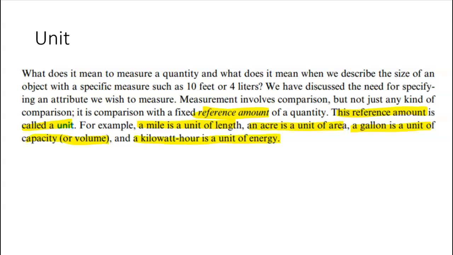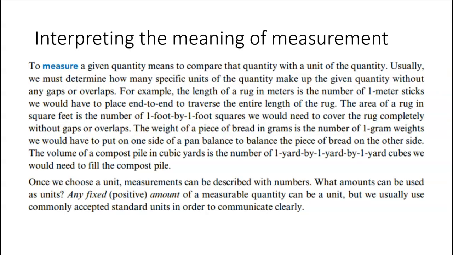When we say, oh, it's 4 feet long, we all agree what a foot is. That's a fixed reference amount. We're comparing how many 1 foot measures or how many 1 mile measures. When we interpret the meaning of measurement, to measure a quantity means to compare that quantity with its unit. And we don't normally think about it like that. We just say, oh, that's a 5-mile run.